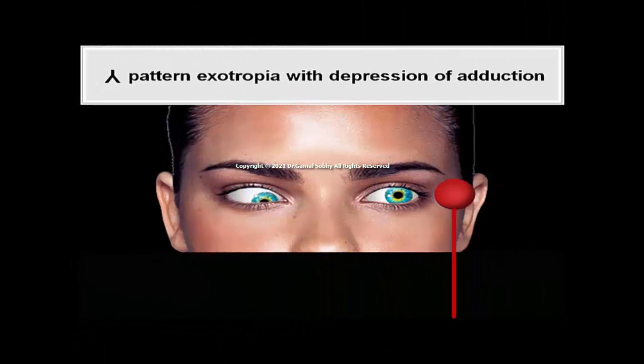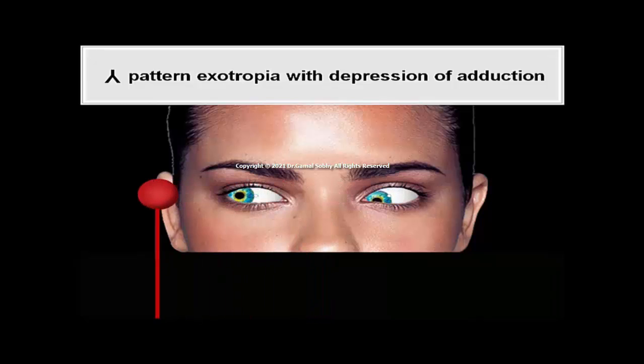In lambda pattern exotropia with depression in adduction, patients with a lambda pattern will usually depress the chin to maintain fusion in primary position and upward gaze and to avoid the downward gaze position. A weakening of both superior oblique muscles will close the lambda pattern.